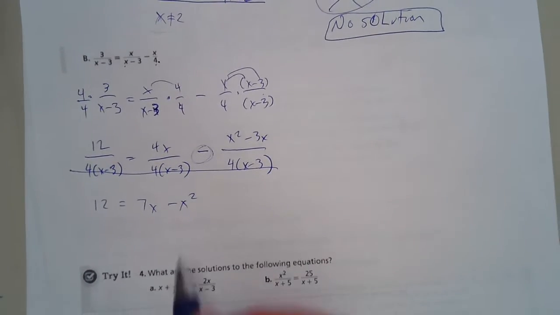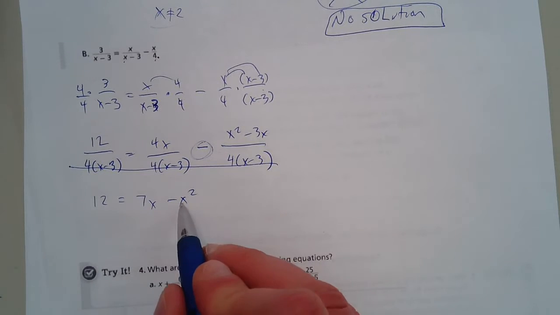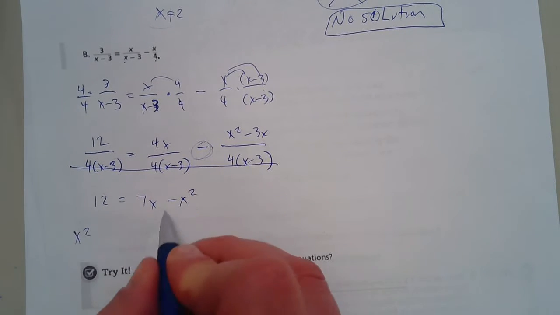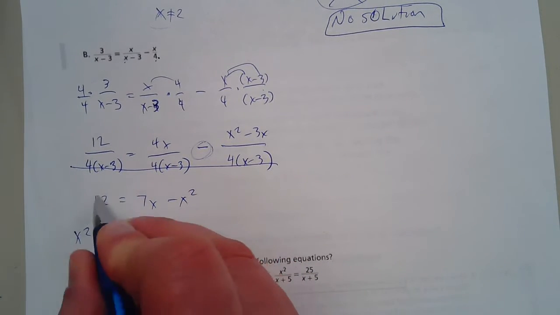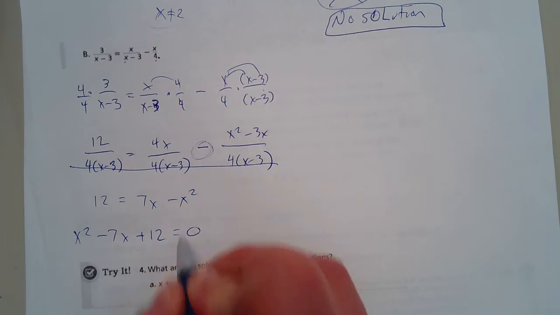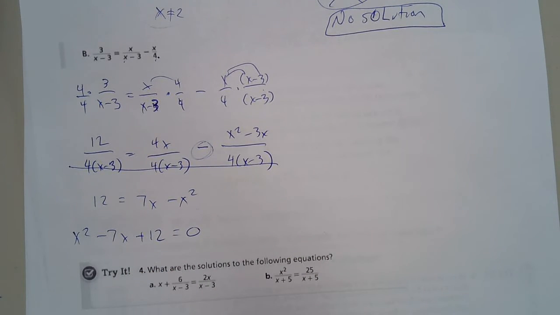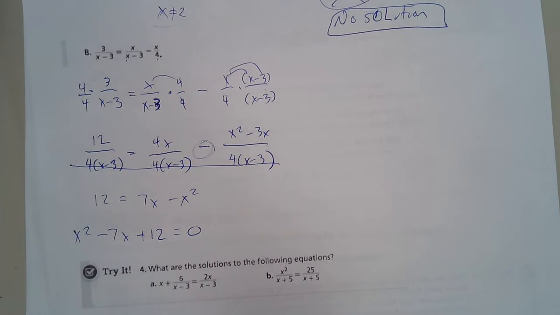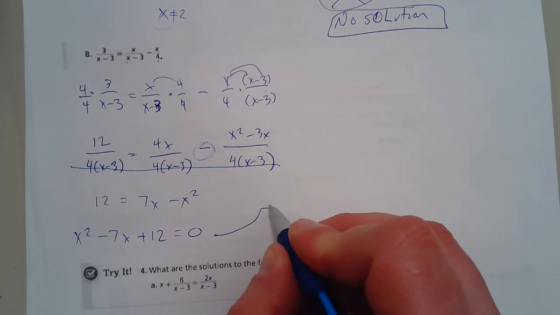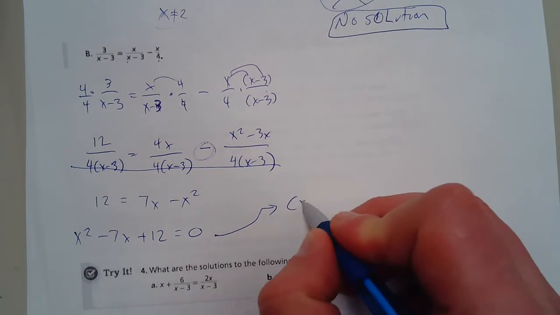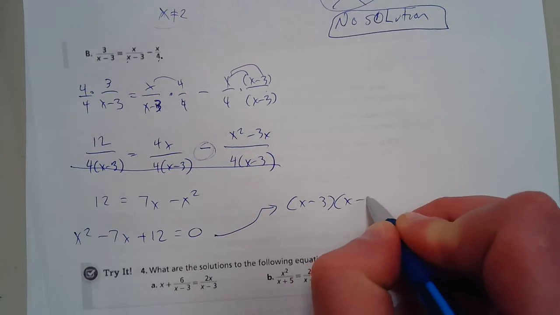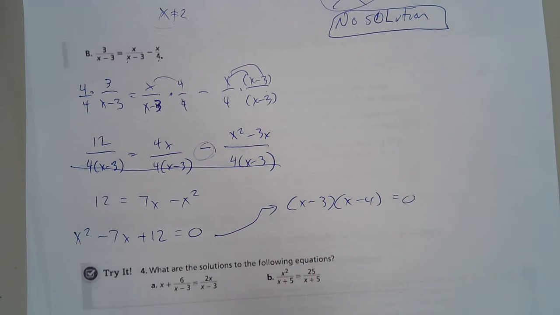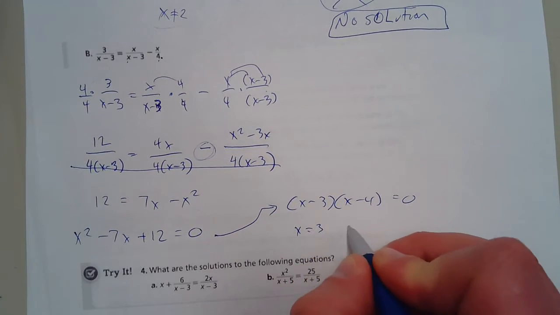This is a quadratic. So move everything to the one side. Get this to be positive. So if we added the x squared over, we subtracted the 7x over, and we get it so it's set equal to 0. Because this is how we solve quadratics, right? We get everything on one side, and now we can solve it by factoring or quadratic formula or graphing or whatever method you like. This appears to be one that can factor pretty nicely to just x minus 3 and x minus 4. And therefore, the solutions are 3 and 4.